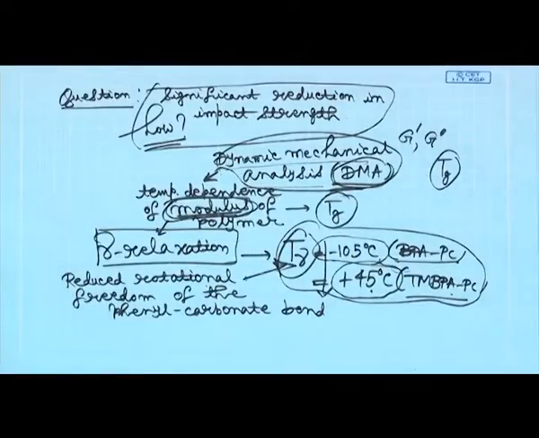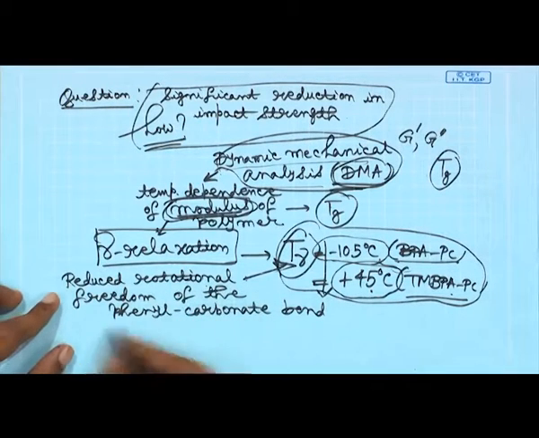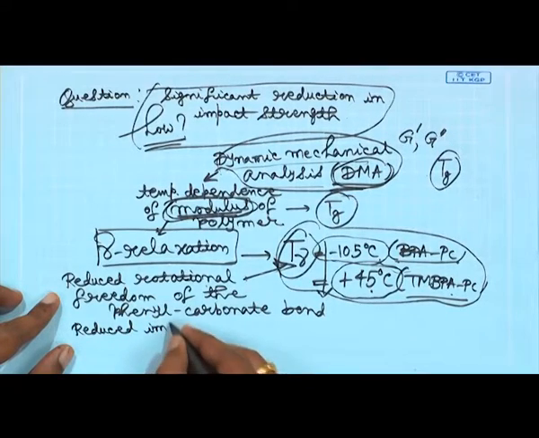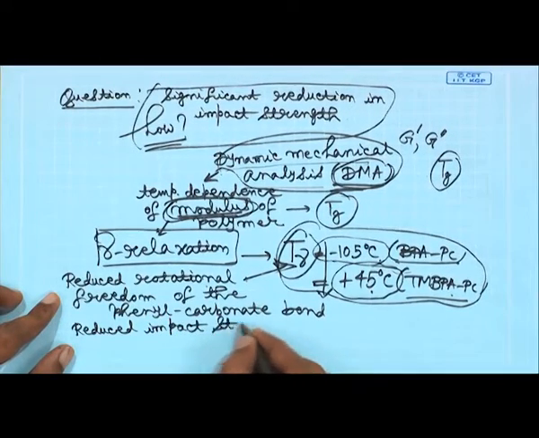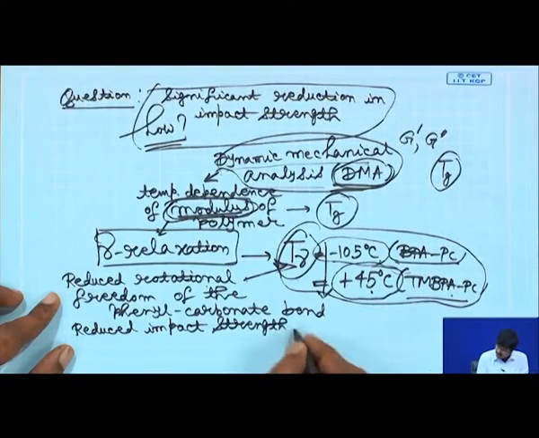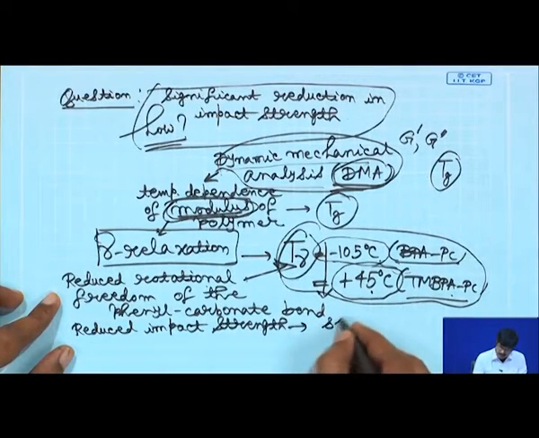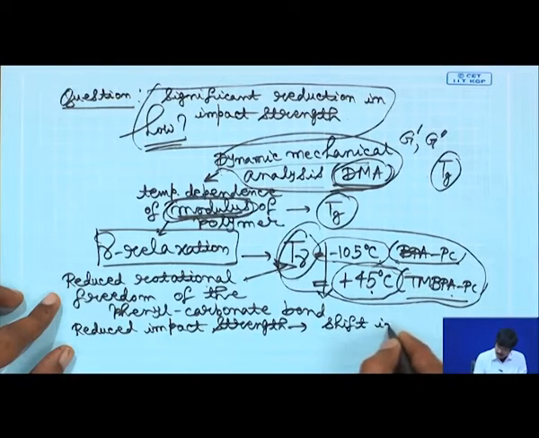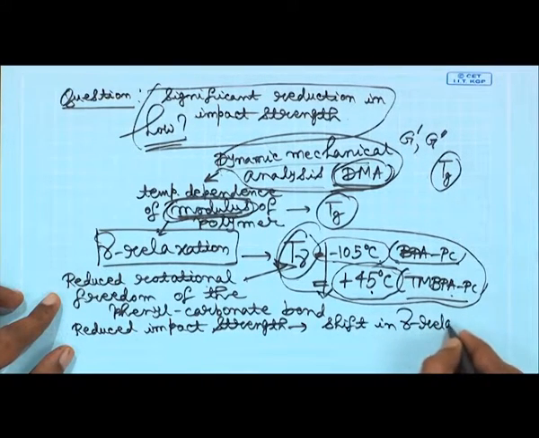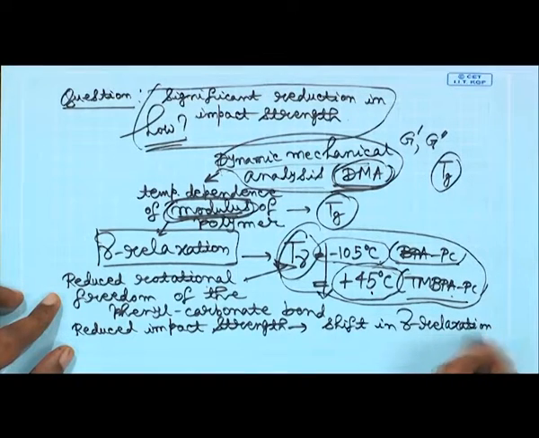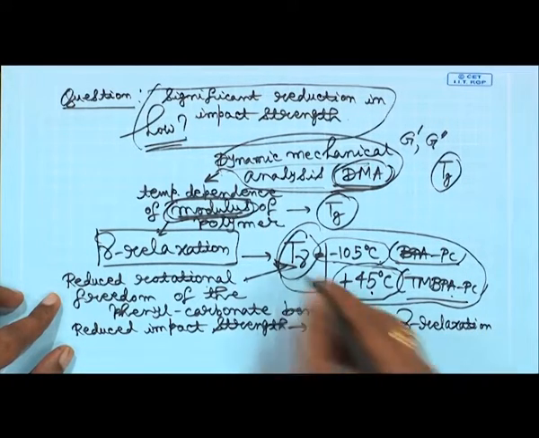So, this T gamma. Now, this is true for bisphenol A polycarbonate materials. It is not always a thumb rule for all kinds of materials. Okay. Now, this has been observed. So, the reduced impact strength is a direct result of the shift in gamma relaxation maximum. The T gamma increases.